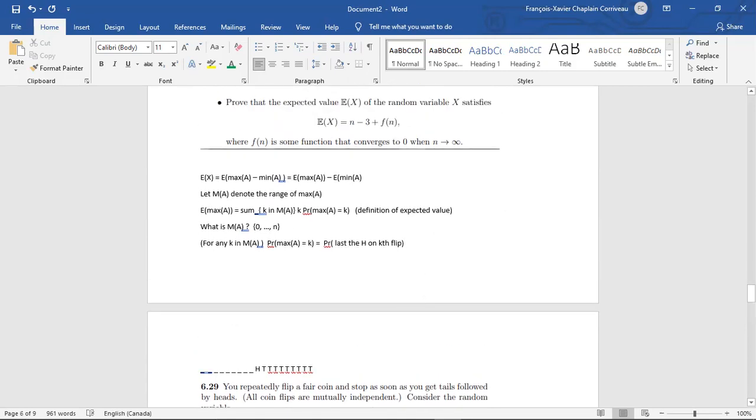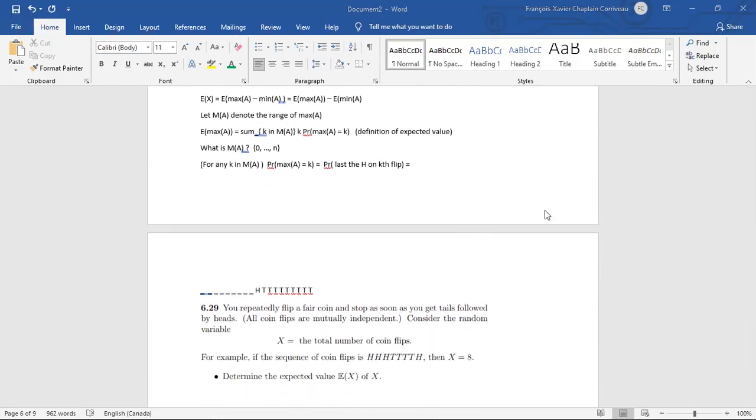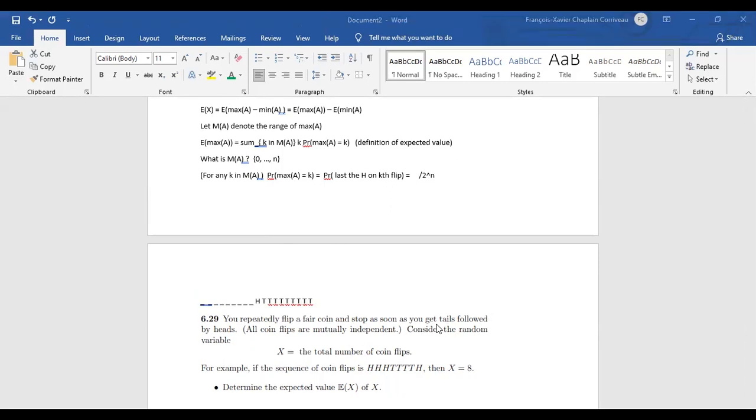Now you should be able to think about what the probability is that I'm looking at here. Count this. Remember, this has length n, so the total number of sequences of heads and tails that I can make is 2 to the n. That is my sample space. Now, how many of these sequences have a head at position k and all tails after? That is my question.